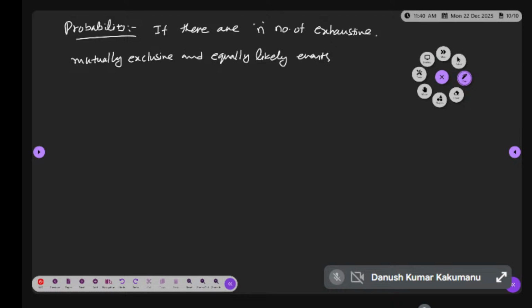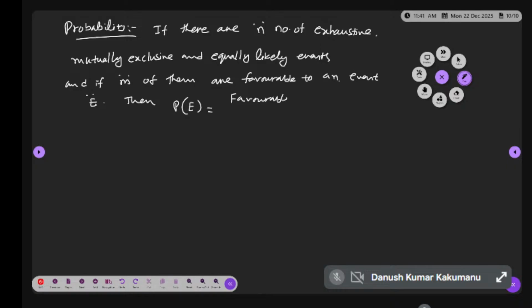If there are n number of exhaustive, mutually exclusive and equally likely events, and if m of them are favorable to an event E, then the probability of occurrence of E, or you can say the probability of success of E, is equal to the favorable number of events divided by the total.